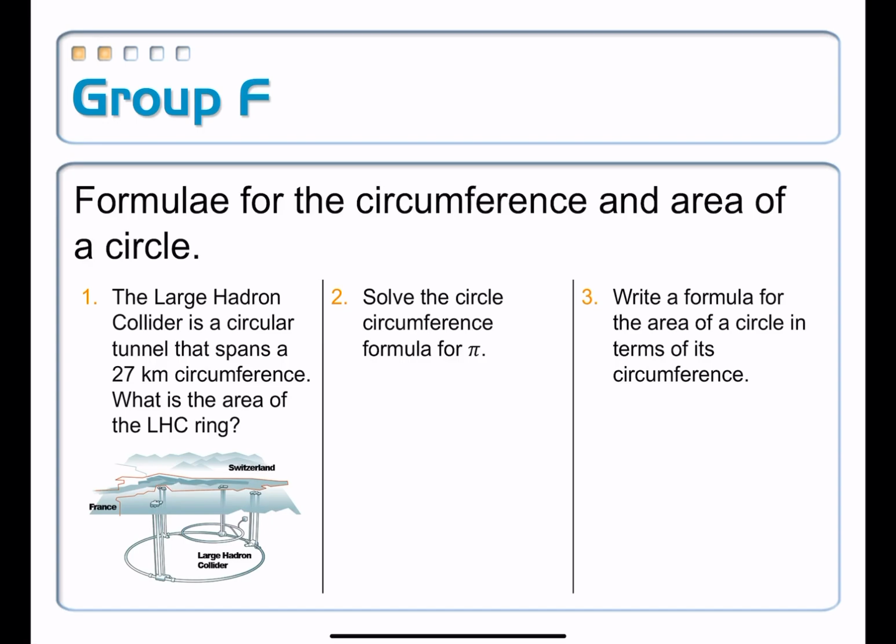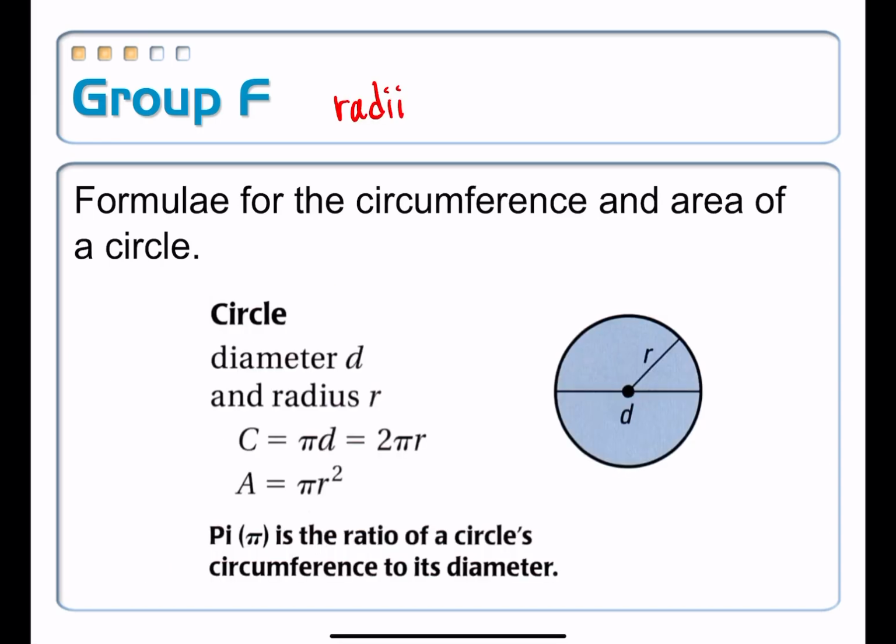So let's take a look at the exercises. Number 1, the Large Hadron Collider is a circular tunnel that spans a 27-kilometer circumference. That's pretty big. All right, what is the area of the LHC ring, the Large Hadron Collider, right? All right, that one's pretty straightforward. It looks like I am going to have to work backwards on that one a little bit. Okay, that's fine. All right, on number 2, solve the circle circumference formula for pi. So this is the one that is referring to this bold statement that's down there at the bottom, okay?